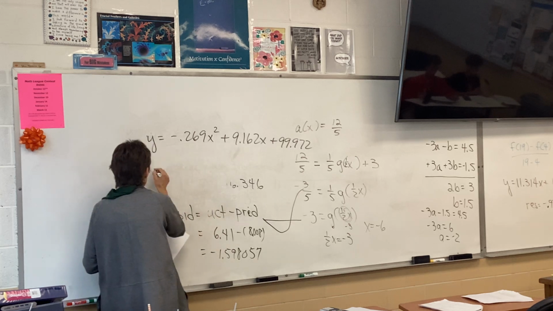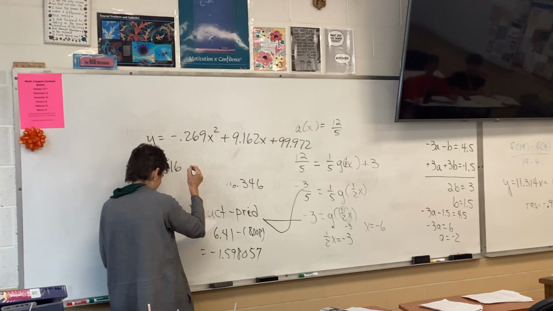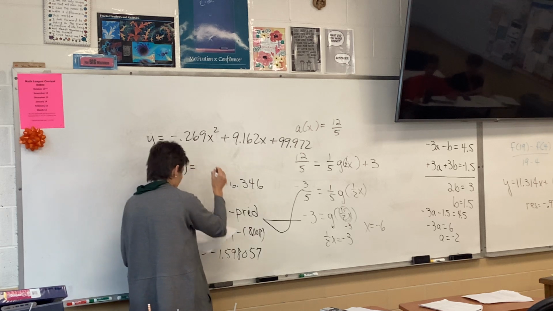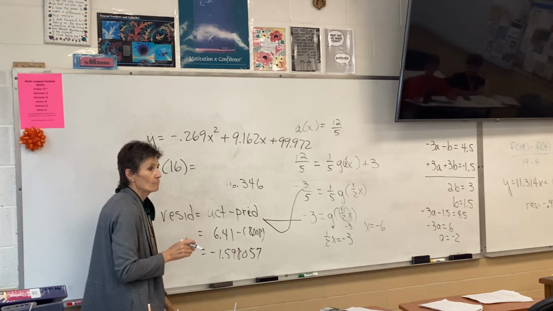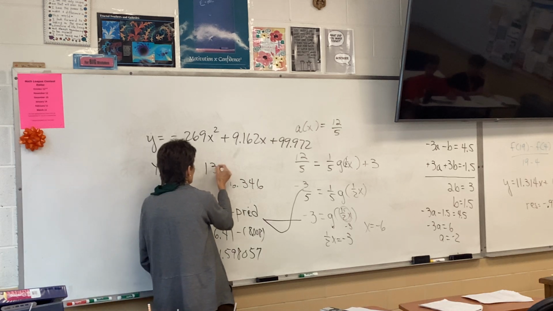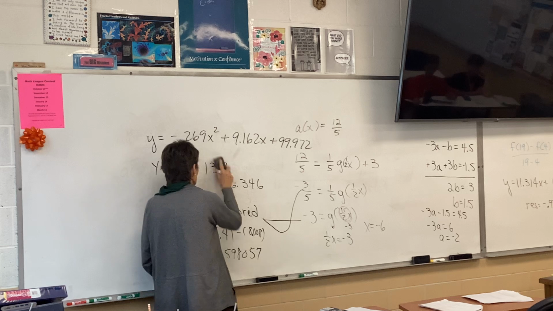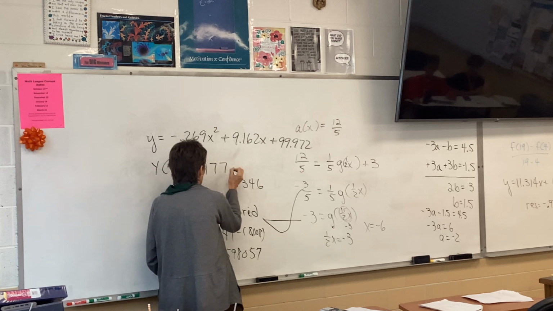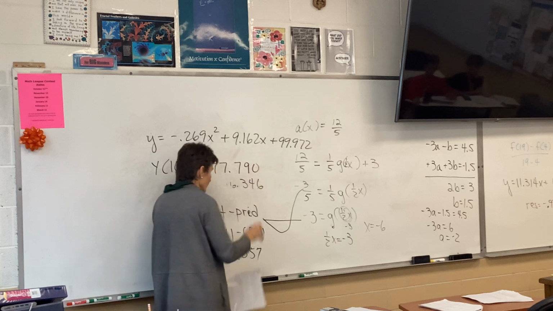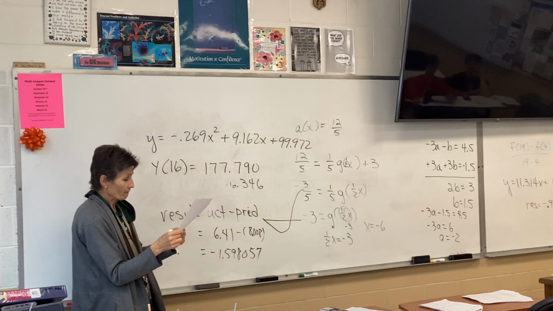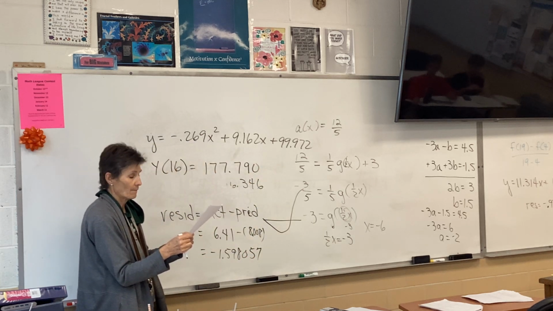C. Now we're going to use our equation and put in 16. What do you get when you do that? 137. 177. Give me 3 decimal places. 790, okay. Everybody okay with that?